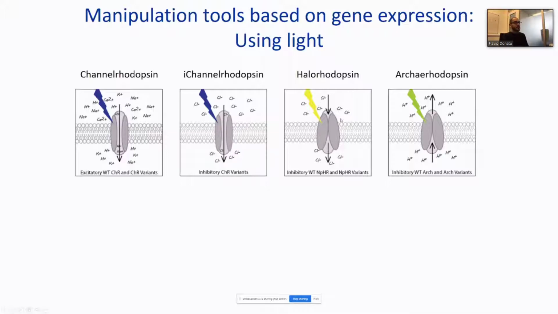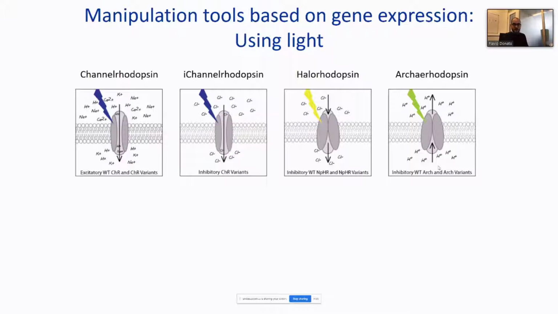Halorhodopsin is instead a protein that is turned on by light at a different wavelength and induces, again, inhibition of neurons. Or archaerhodopsin, which works with protons instead of other types of ions like the ones that we have seen before, and has the same effect: activated by light and able to induce the hyperpolarization of the membrane.